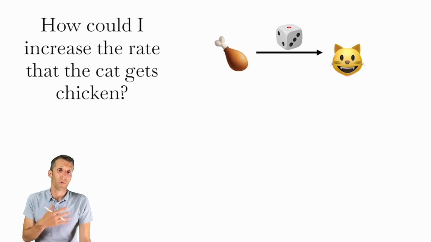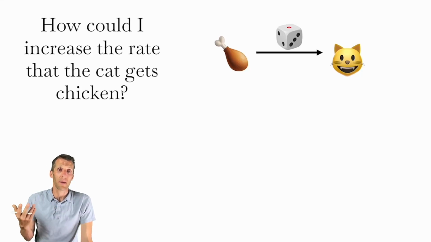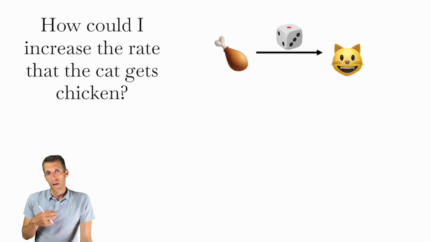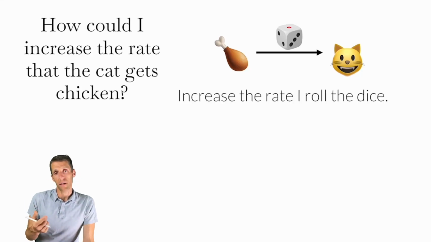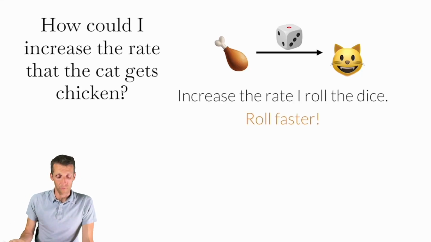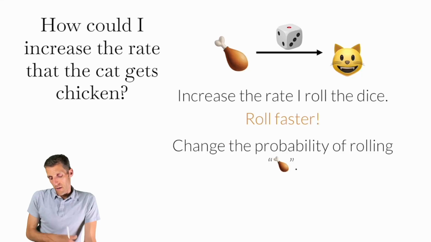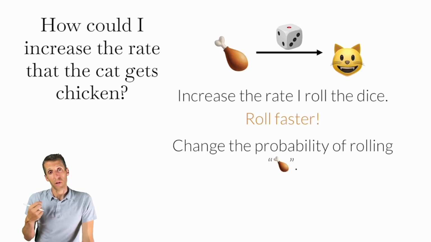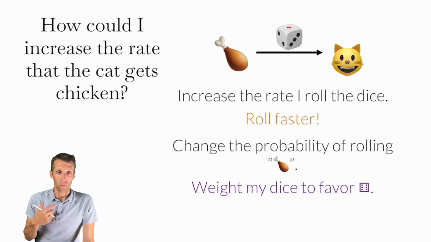This is one of the reasons I like the cat analogy. We can think about it in very simple terms. How do I increase the amount of chicken that goes into my cat, according to the rules of that game? I've got two basic things I could do. I can increase the rate I roll the dice, so just roll faster. The second thing I could do is change the probability of rolling a chicken. In this case you had to get a 6 for the cat to get chicken, so that would be to weight my dice to favor 6. If I do either of these, I would increase the rate of the cat getting chicken.